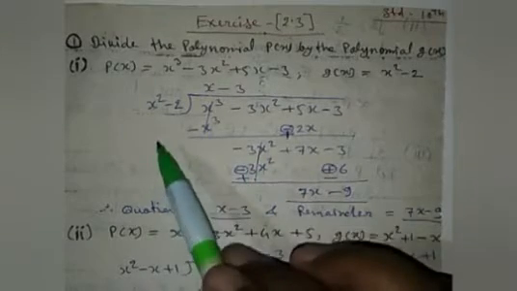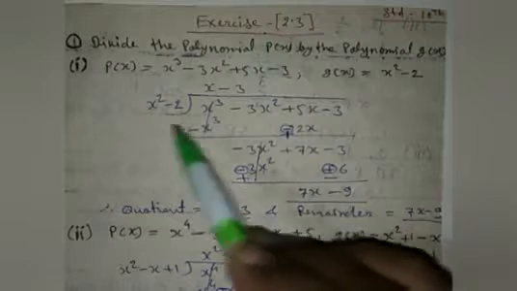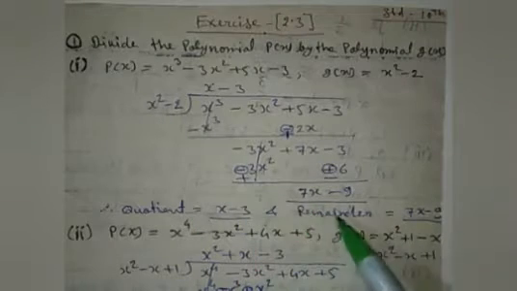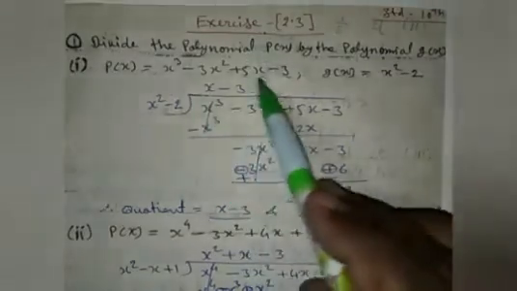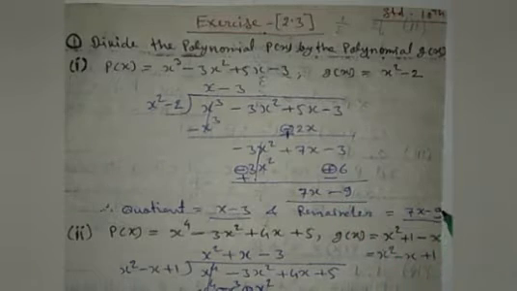So see here, the 7x has a lower exponent than the divisor. The exponent is less than the divisor, so the multiplier will not go into this term. So here the process is stopped. And here the quotient is x minus 3 and 7x minus 9 is the remainder.